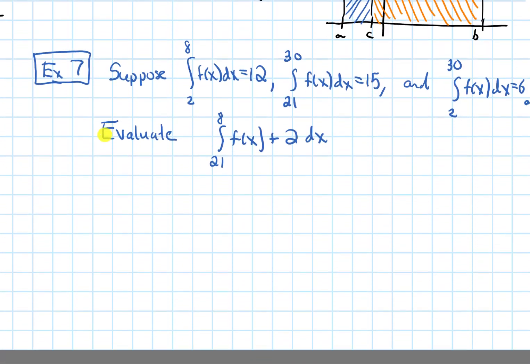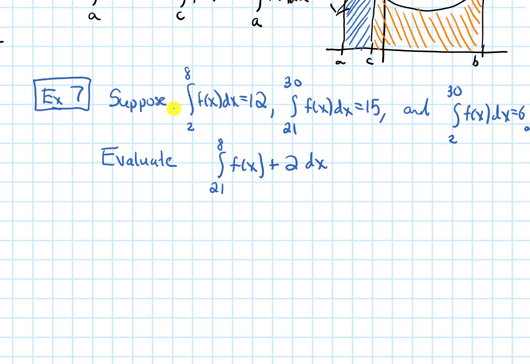Okay, so in this example, it says to suppose the integral from 2 to 8 of f of x dx is 12, the integral from 21 to 30 is 15, and the integral from 2 to 30 is 6. We want to evaluate the integral from 21 to 8 of f of x plus 2. The first thing I want to mention is that these numbers we write at the top and bottom of an integral are called the limits of integration. I'm going to introduce that terminology because I'll talk about these for the rest of the course.